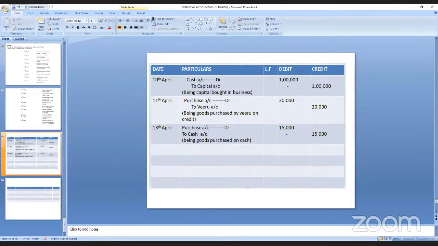Yes, madam. Look at the first question and you do it. 14th April, purchase goods. Purchase account debit to cash account, cash 9,000.